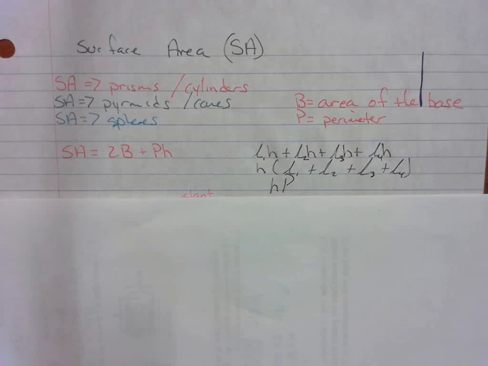So it's 2 times the area of the base. You have to find the area of the base, multiply it by 2. Then you're going to take your base, add up all the sides, multiply it by the height. That is the area of all the lateral faces. Once you get your 2 answers, add them together. That's the surface area of the entire shape.